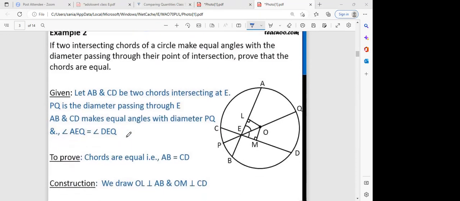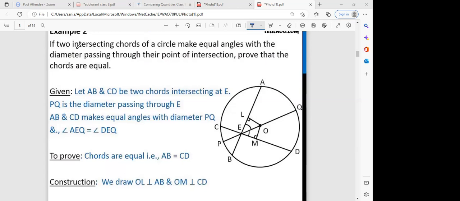Okay, now let's just start. Example 2 is saying, if two intersecting chords of a circle make equal angle with the diameter passing through their point of intersection, prove that the chords are equal. Clear? So let's just start.